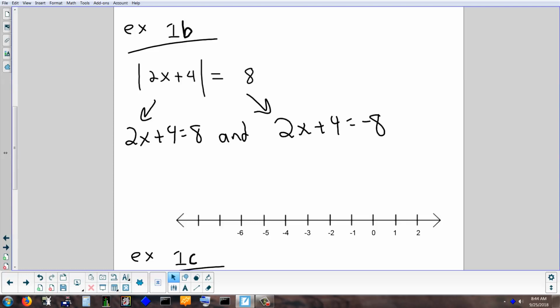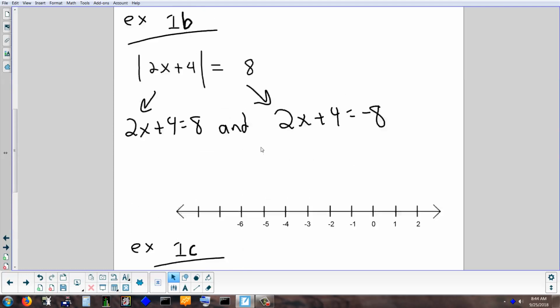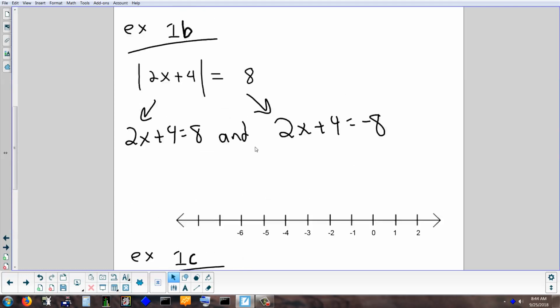The only thing that changes, for the second one, is no bars, make it negative. First one, just no bars. Second one, no bars, make the number it equals negative. Nothing in the absolute value bars changes from that. The only thing that changes is what it equals. Make it negative. Alright?